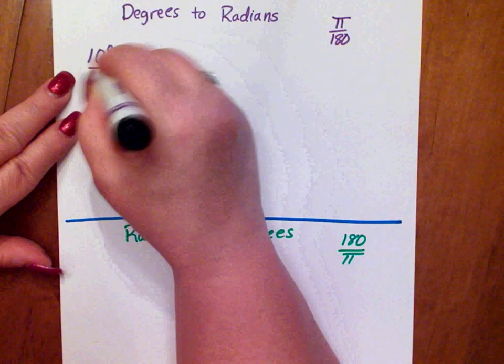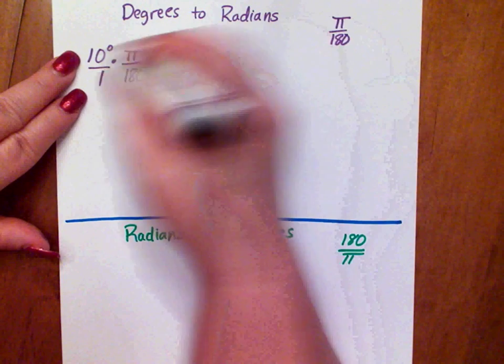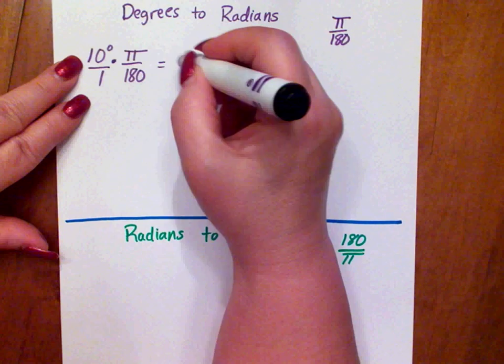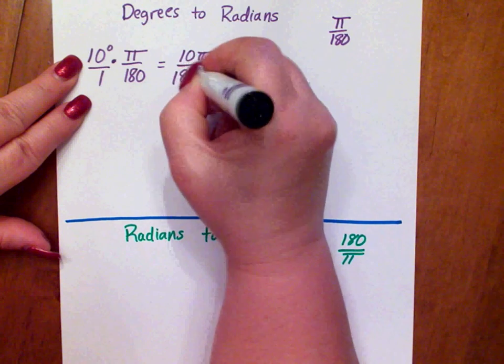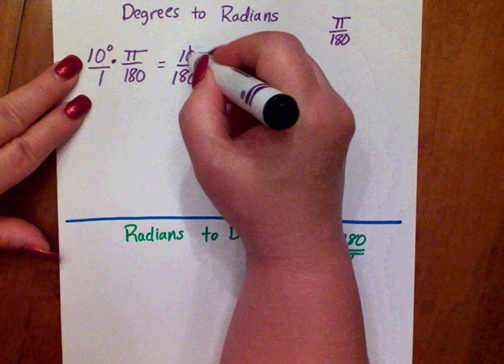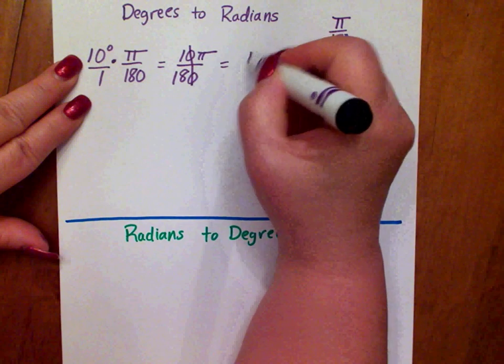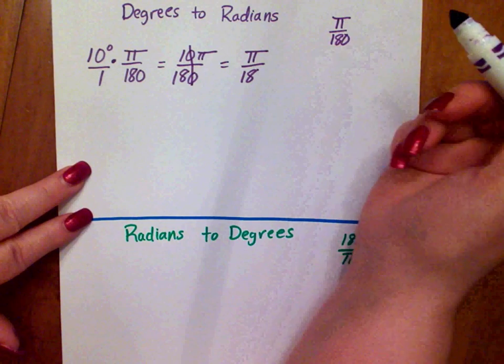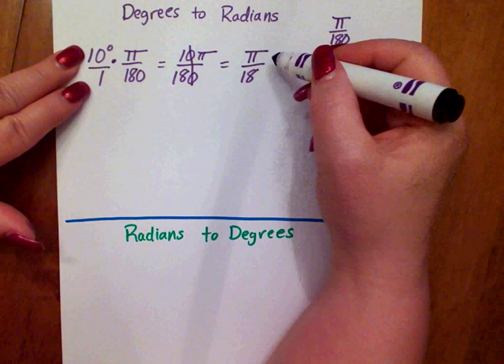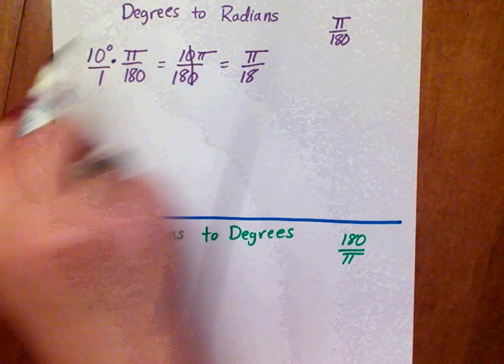Okay, you could, if you'd like, make that into a fraction too, and then you just multiply straight across. So I'm just going to say, well, then that would be 10 pi over 180. If you'll notice, the zeros cancel, so it comes out to just be pi over 18. And that's your answer. 10 degrees is pi over 18 in radians.